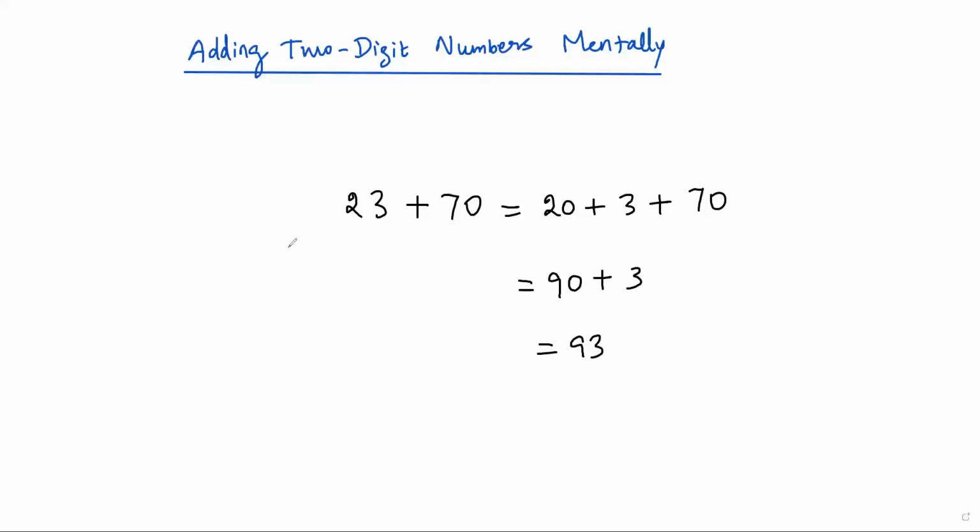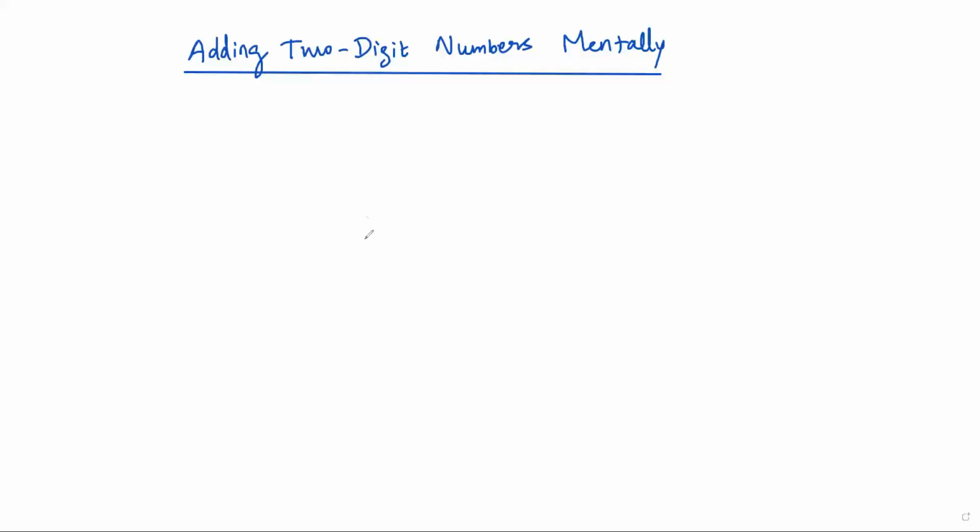Okay, let's look at another example. This time we can do it more quickly, that is, without 2-3 steps. Now, 72 can be considered as 70. 36 can be considered as 30. So 70 plus 30 is 100, and 2 plus 6 is 8. 100 plus 8 is going to be 108. In this way, easily we can get the addition of two-digit numbers.